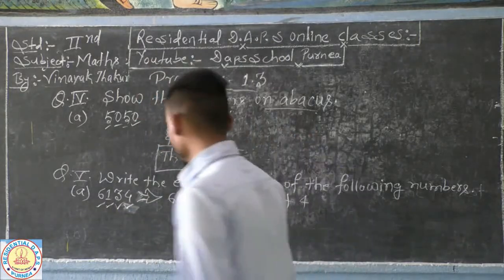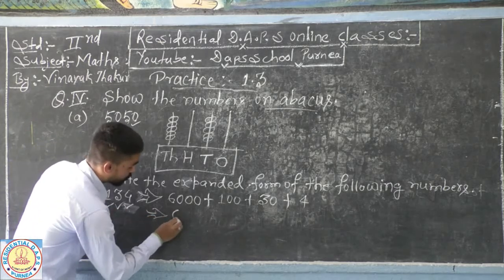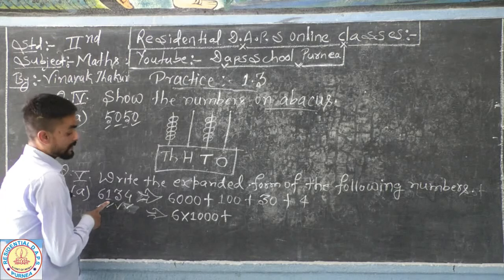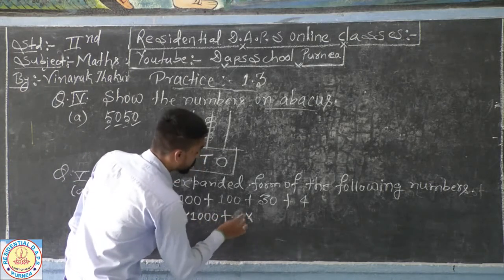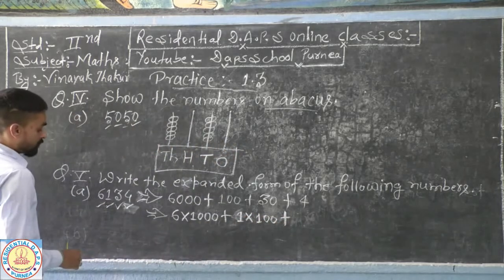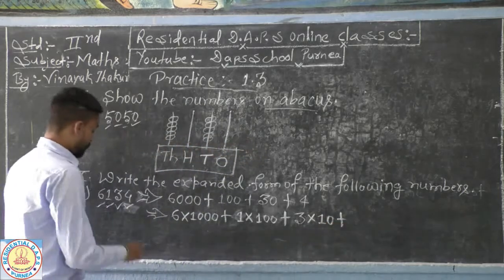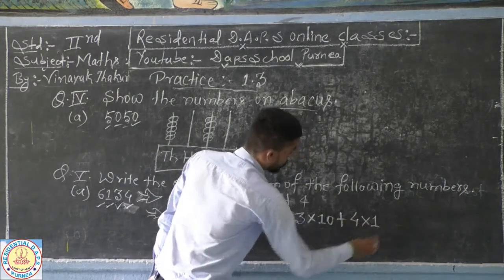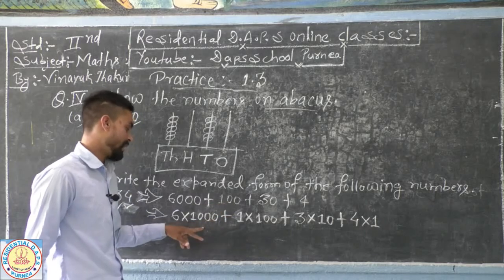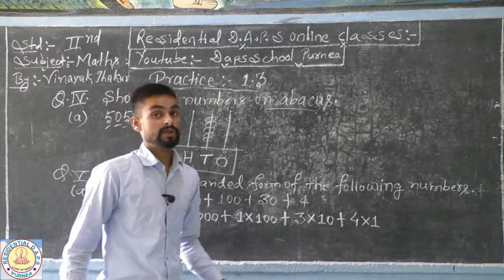So look at your blackboard. This is the second way. 6 is at 1000's place, so you can calculate it as 6 into 1000. After that, 1 is at 100's place, so 1 into 100. Then you need to put the plus symbol. 3 is at 10's place, so 3 into 10. Then 4 is at 1's place, so 4 into 1. It means 4 into 1 is 4, 3 into 10 is 30, 1 into 100 is 100, and 6 into 1000 is 6000. This is the same answer, but it is the second way to find out the expanded form.